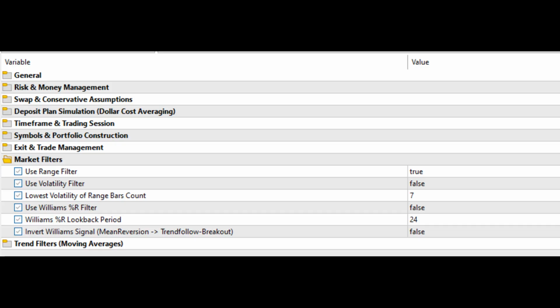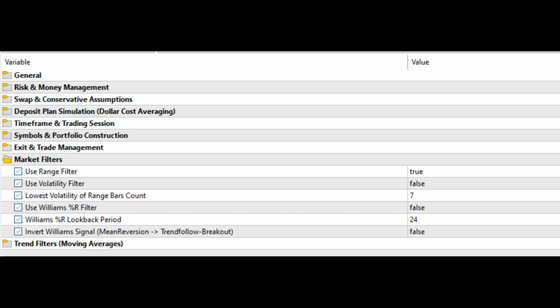Use volatility filter has a default value of false. If you turn it on, an additional volatility-based filter is applied. This can, for example, avoid very low volatility environments where breakouts fail, or extremely high volatility spikes where spreads and slippage become dangerous. Again, the effect on the equity curve is usually fewer trades and a more stable performance profile.